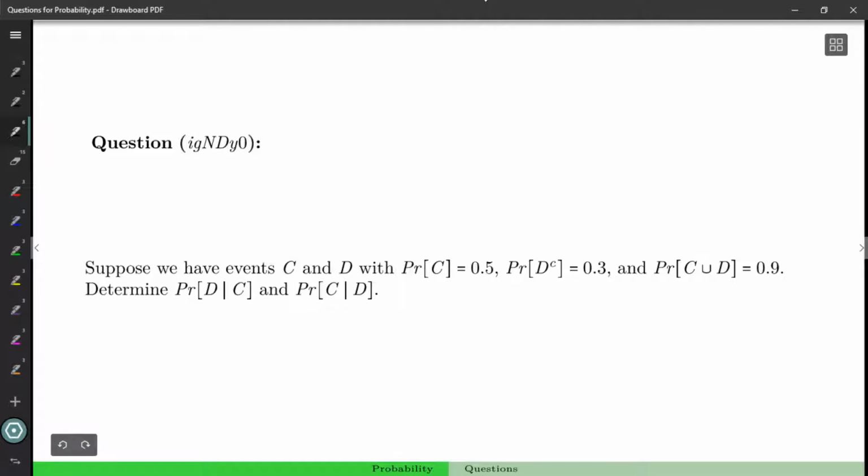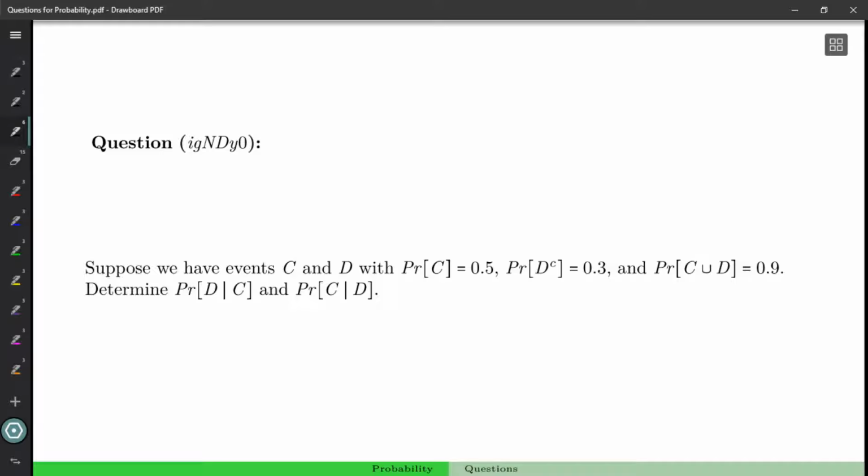Suppose we have events C and D, where the probability of C is 0.5, the probability of D complement is 0.3, and the probability of C union D, so either C or D or both events happening, is 0.9. Determine the probability of D given C, and determine the probability of C given D. So we've got two conditional probabilities to work with that we need to calculate.